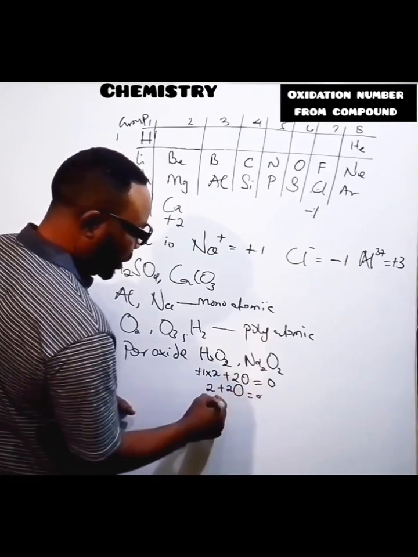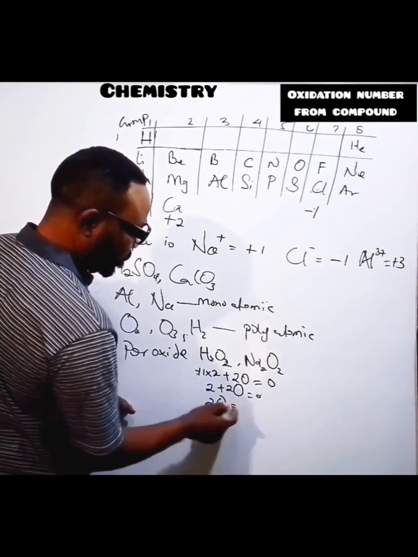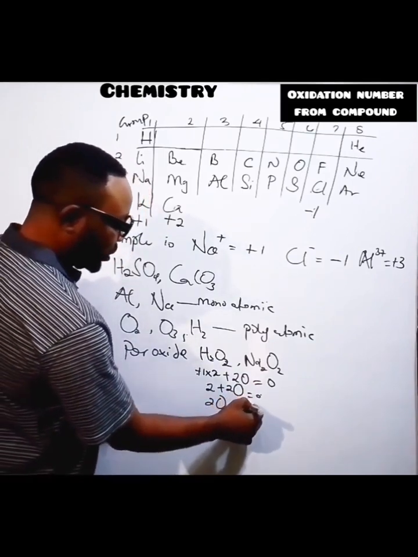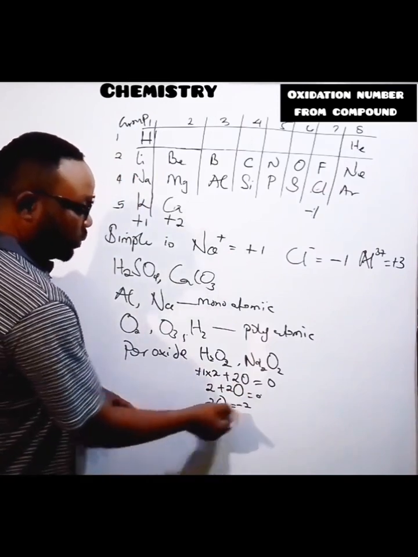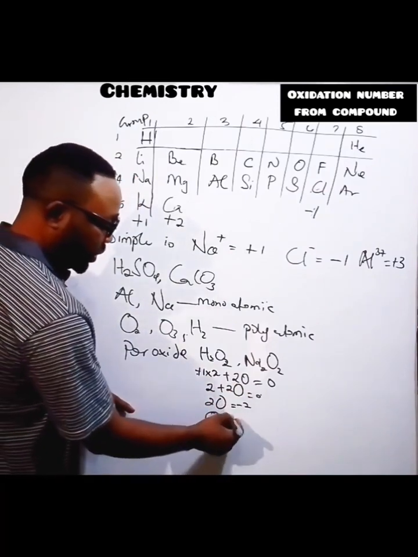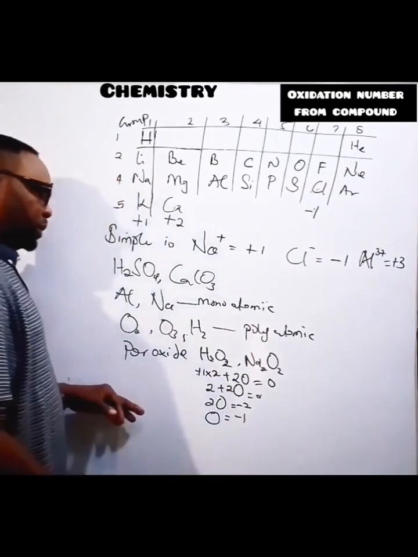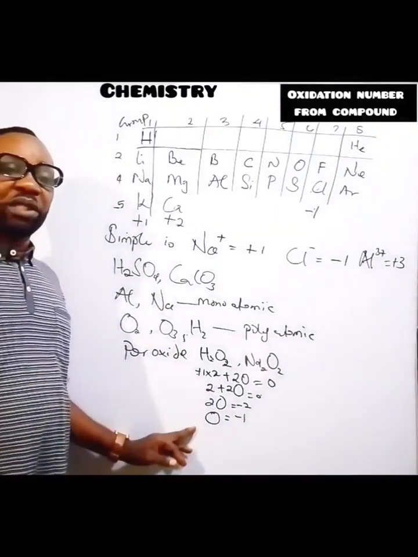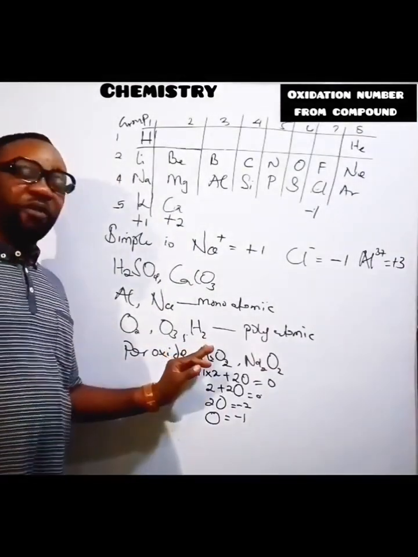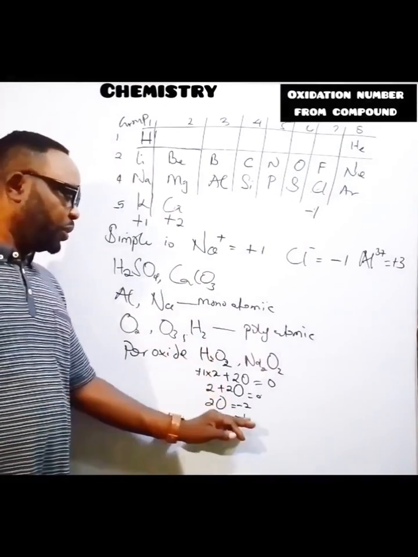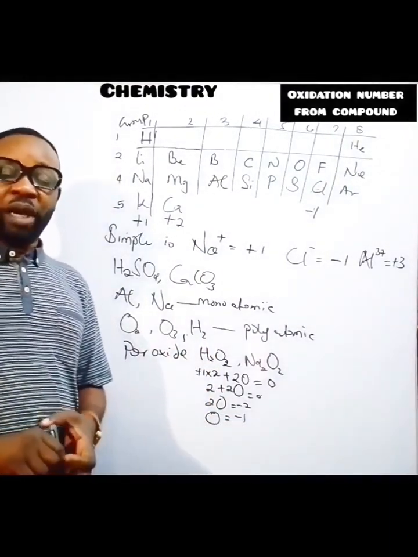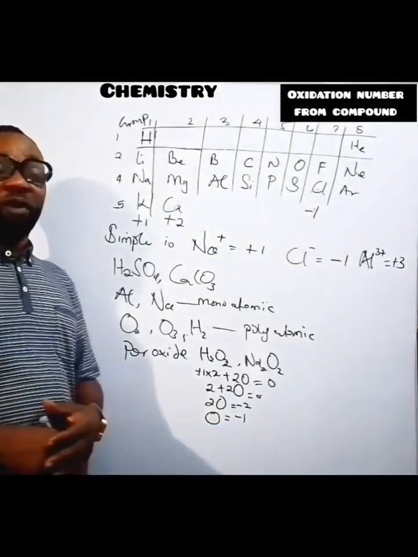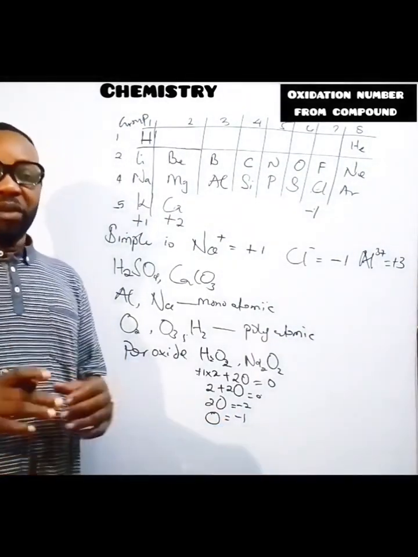So if the 2 comes to the other side, it becomes -2, so 2 oxygen is equal to -2. You divide both sides by 2, and you are going to have oxygen equal to -1. You can see that the oxidation number of oxygen in its peroxide form here is -1. So if a question is asked about the oxidation number of oxygen in its peroxide, take note of that.